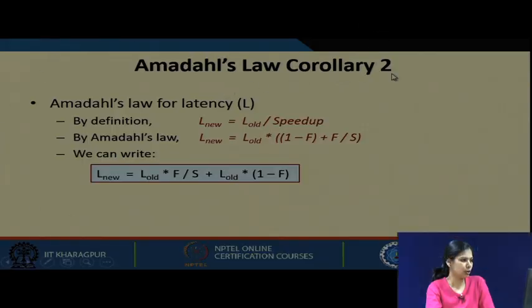Now, Amdahl's law corollary 2 for latency. Let us see what it says: L new equals L old by speedup. So, by Amdahl's law, L new equals L old into (1 minus f plus f by s). The speedup is 1 divided by this. So, we can also write L new as L old into f by s plus L old into (1 minus f). We have just multiplied these two.